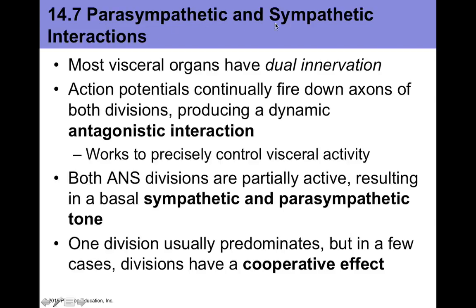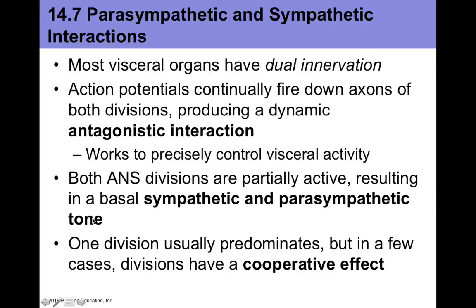We're going to talk about parasympathetic and sympathetic interactions. We mentioned earlier how most visceral organs have dual innervation, so that action potentials continually fire down axons of both divisions, which produce what we call dynamic antagonism. And these work to precisely control visceral activity by opposing the activity of each other. Now, both autonomic divisions are partially active, which results in this basal sympathetic and parasympathetic tone.